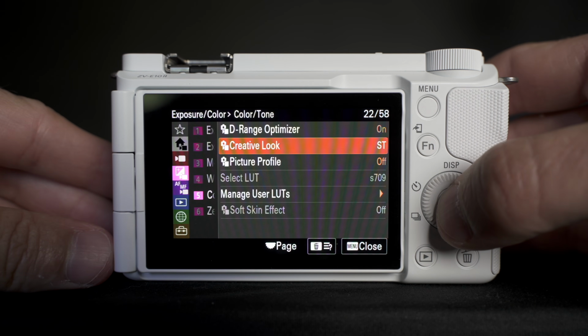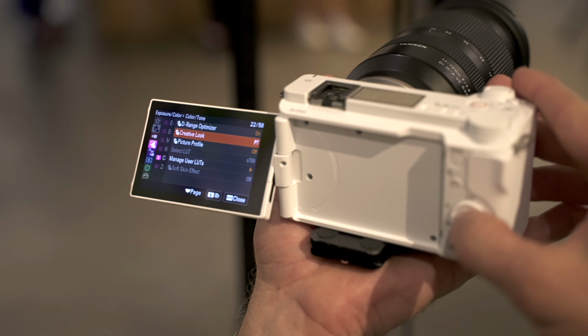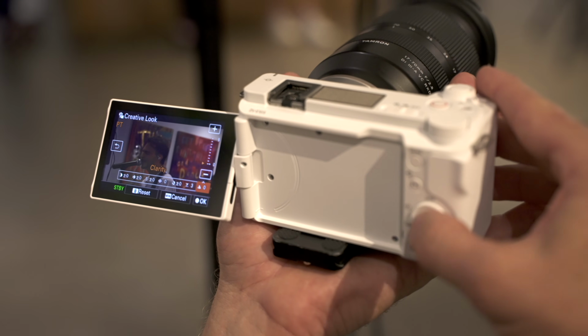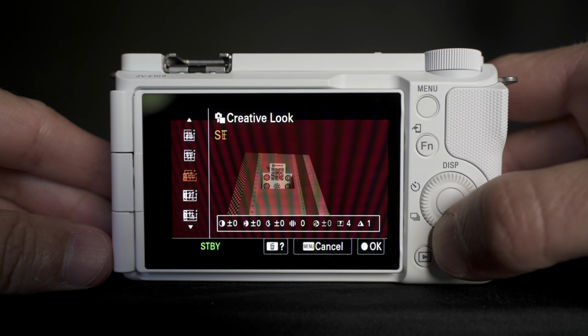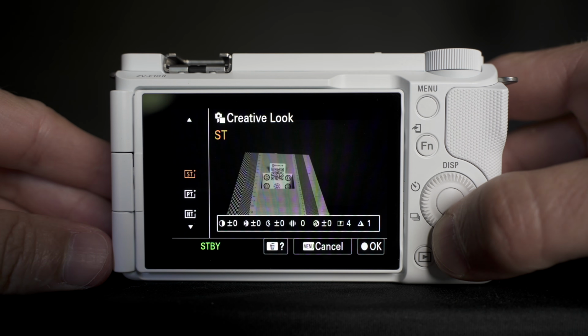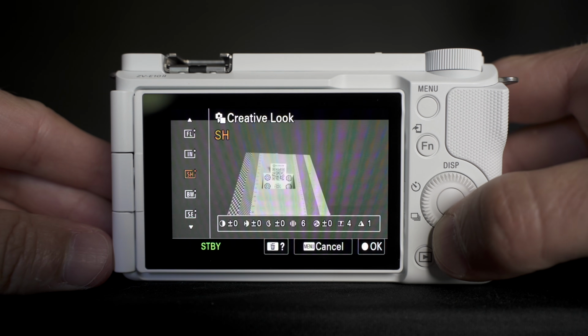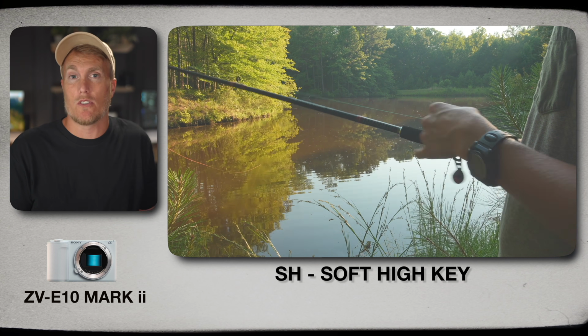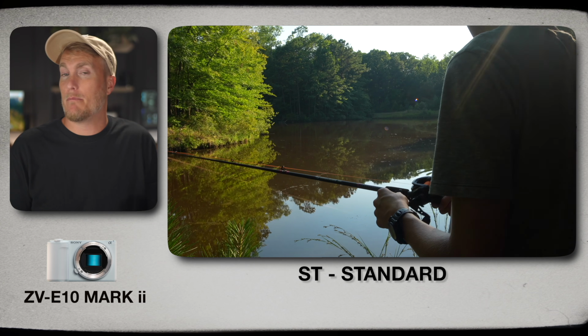These creative looks are different than picture profiles. Creative looks are predefined settings that adjust the color, contrast, and saturation to create a specific visual style or mood, such as vivid, portrait, sunset, black and white. These settings are designed to give your shots a certain look without requiring extensive post-processing.